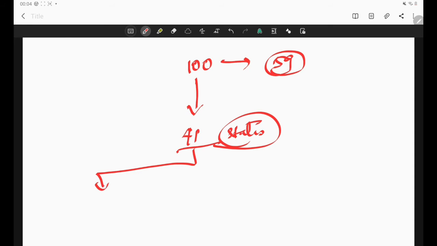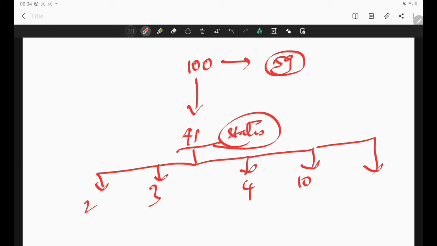So let's say in this 41 rupees, 2 rupees are going to Kerala, 3 rupees are going to Andhra Pradesh, 4 rupees are going to Telangana, 10 rupees are going to Uttar Pradesh. Like that, all these states will share that 41 rupees, 41% of whatever central taxes are coming. Again, all these states will share. So this arrangement is called vertical devolution.